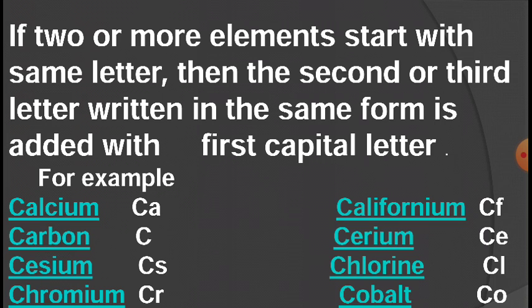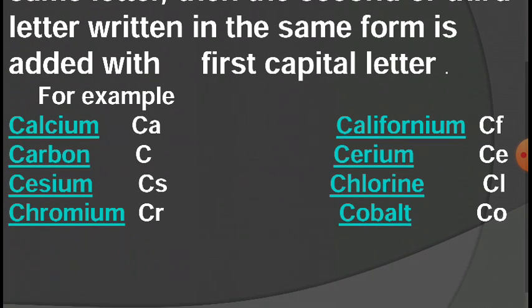For example, calcium, carbon, cesium, chromium, californium, cerium, chlorine and cobalt. Dear students, you can see here that all these elements start with the same letter, and that is C. So we have to add another letter so that we can distinguish them when they are written in abbreviated form. These are a few examples.